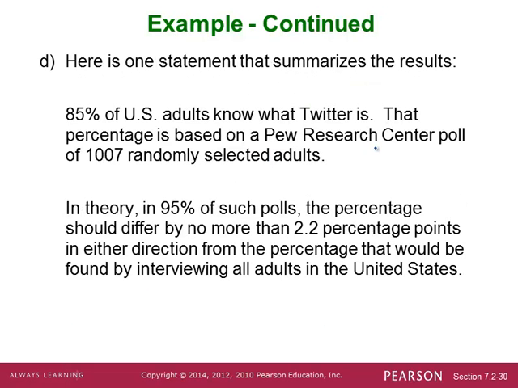And if you want to summarize the results that we just came up with, we could say that 85% of U.S. adults know what Twitter is because p hat was 0.85. That percentage is based on a Pew Research Center poll of 1,007 randomly selected adults. We could also say, because this was a 95% confidence interval, that in theory, in 95% of such polls, the percentage should differ by no more than 2.2 percentage points. Where did that come from? That was E, right? In either direction from the percentage that would be found by interviewing all adults in the U.S.